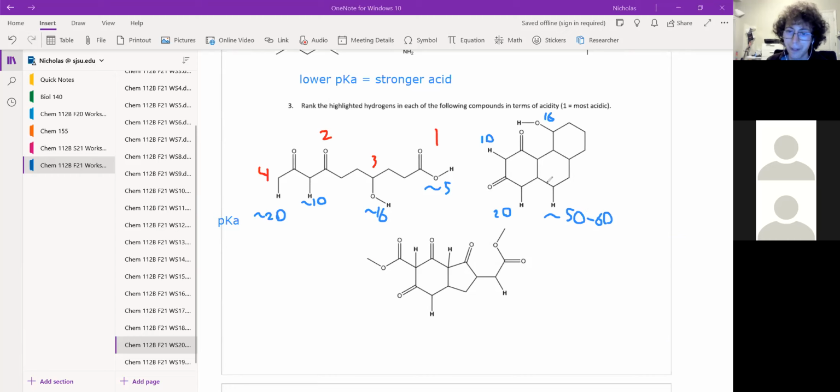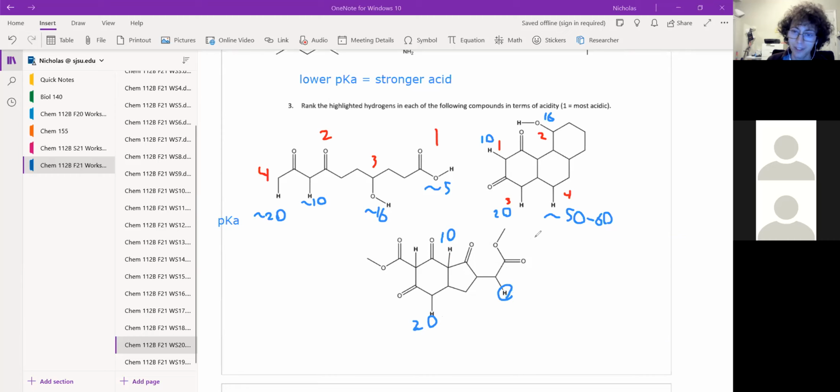And again, go from low to high pKa. So this is 1, this is 2, 3, and 4. And last one, this is alpha to 1 ketone, so that's 20. Again, this one is alpha to 2 ketones, that's about 10.